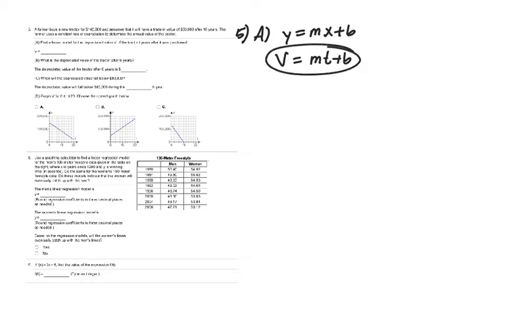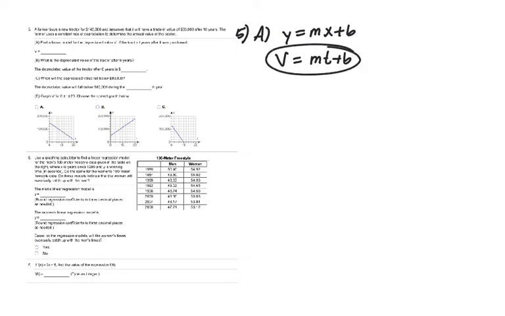Okay, so in this case here, we're asked to find a linear model. So we're looking for a linear equation. Y equals mx plus b. But here they let us know that V represents the depreciated value, and t represents the time in years. So in this case here, our dependent variable is going to be V. So we'll replace the y with a V. And then our independent variable will be t. So we'll replace the x with t. Okay. So we want an equation in this form.